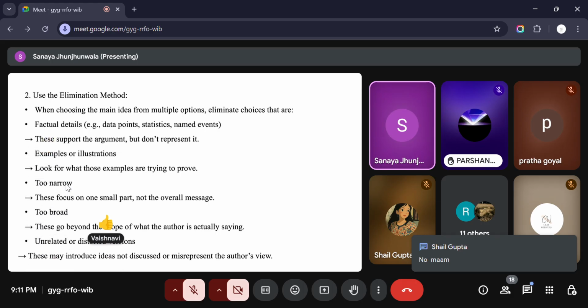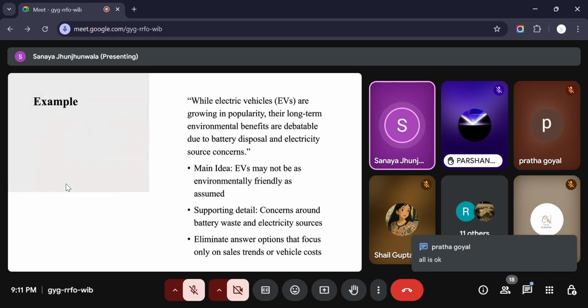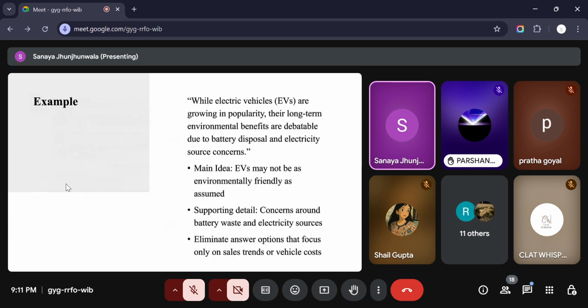ठीक है, अब let's move on to the next topic. This is a quick example, okay? While electric vehicles are growing in popularity, their long-term environmental benefits are debatable due to battery disposal and electricity source concerns. So, when you're reading this, do you think the main idea given in this slide is that EVs may not be as environmentally friendly as assumed?